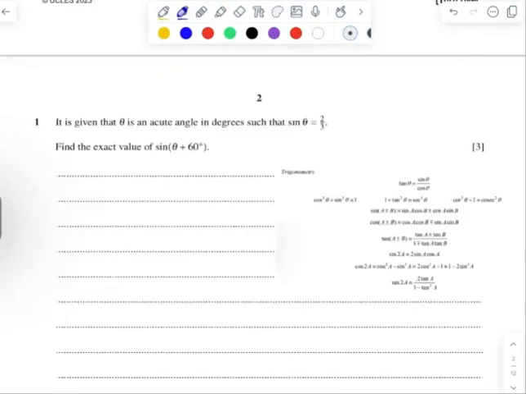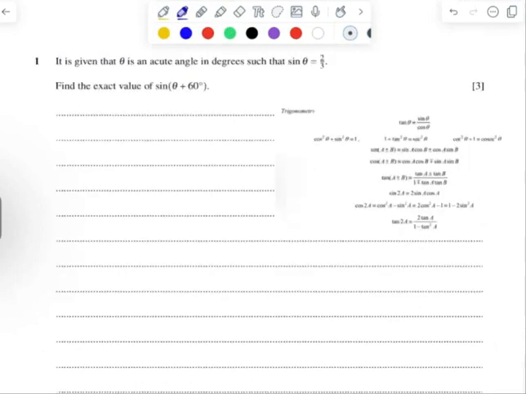Okay, so our first question says, it is given that theta is an acute angle in degrees, such that sine theta is equal to 2/3. Find the exact value of sine (theta plus 60). Okay, so we see here they want exact values, so they don't want any degrees or rounding off. They've also given us what sine theta is.